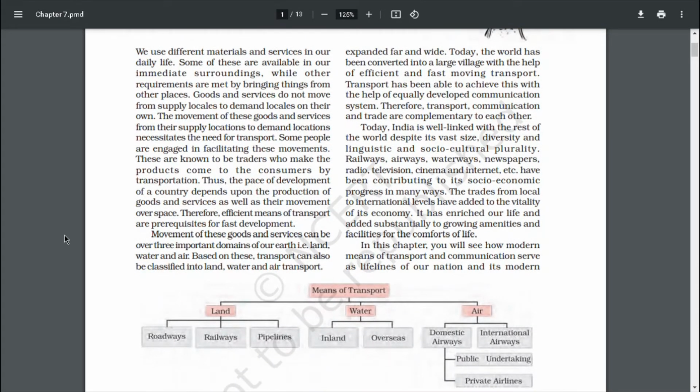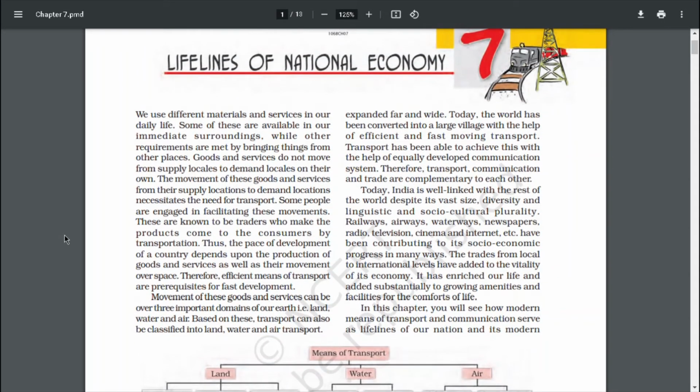Movement of these goods and services can be over three important domains of our Earth, that is, land, water, and air. Based on this, transport can also be classified into land, water, and air transport.